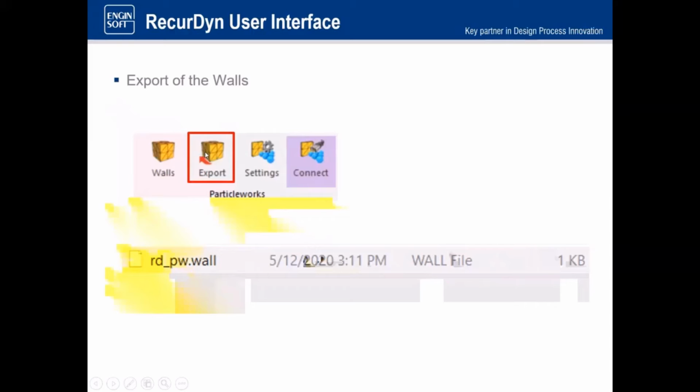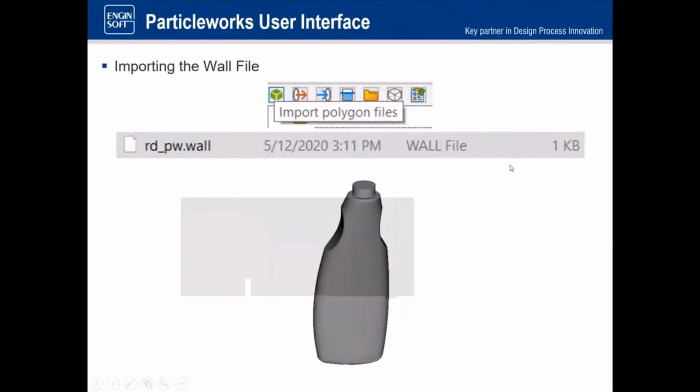And then the second one is the second icon. We export the walls, and then we get a wall file, and this wall file refers to a bunch of object files. That wall file is all you need to reference to import the geometry from RecurDyn into Particleworks.